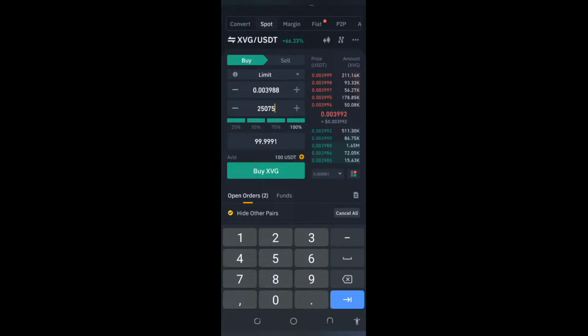I'm going to sell and change this to 0.409, let me see. Let's just see what this will give us. 102.5. Okay, let's change it to 409, so let's go ahead and do this quickly.